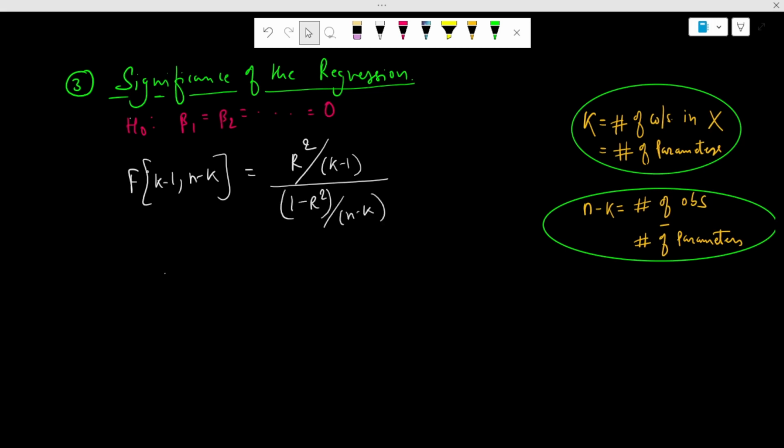And for these degrees of freedom, when our significance level alpha is equal to 5%, if the p-value is greater than 5%, then we fail to reject the null, and if the p-value is less than 5%, then we reject the null, and we conclude that at least one of the betas is not equal to 0, and therefore the regression model is significant. So we can perform this test as well.